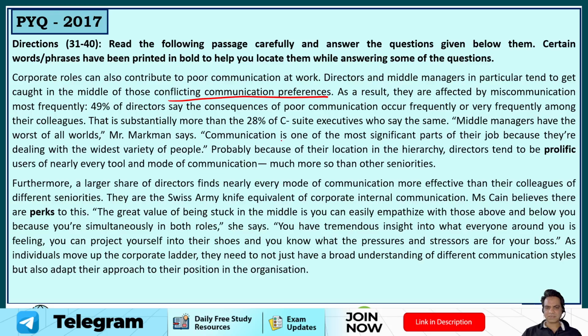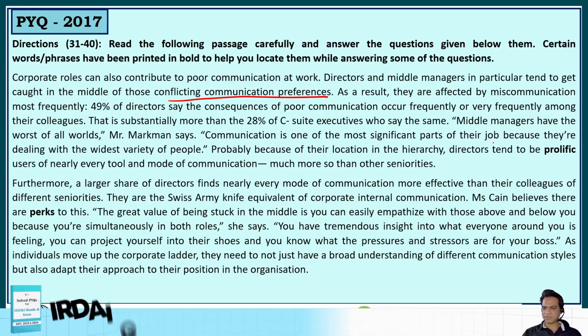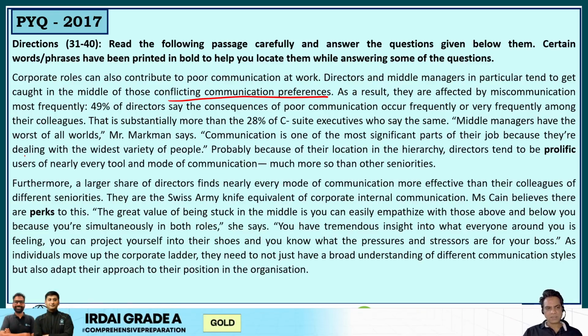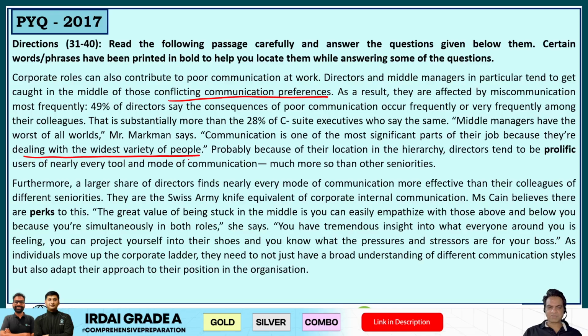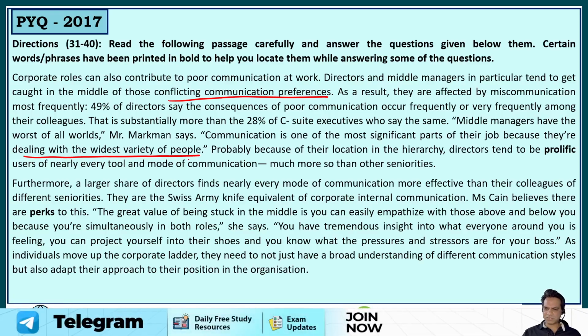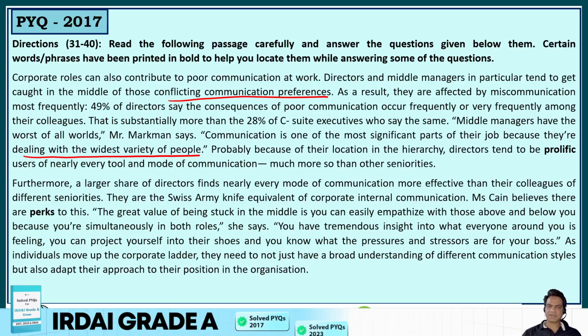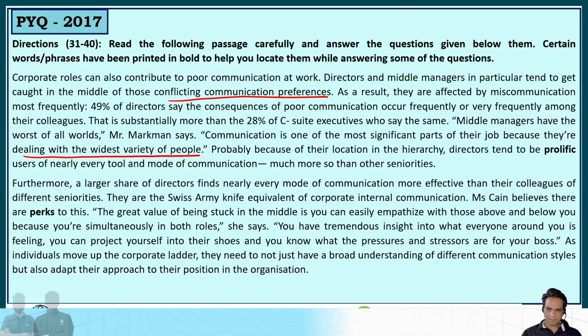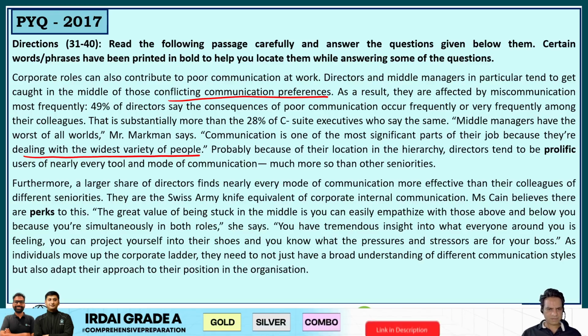Mr. Markman says communication is one of the most significant parts of the job because they are dealing with the widest variety of people, probably because of their location in the hierarchy. Directors tend to be prolific users. They are expert users of nearly every tool and mode of communication, much more so than other seniorities. So they are well versed with communication.